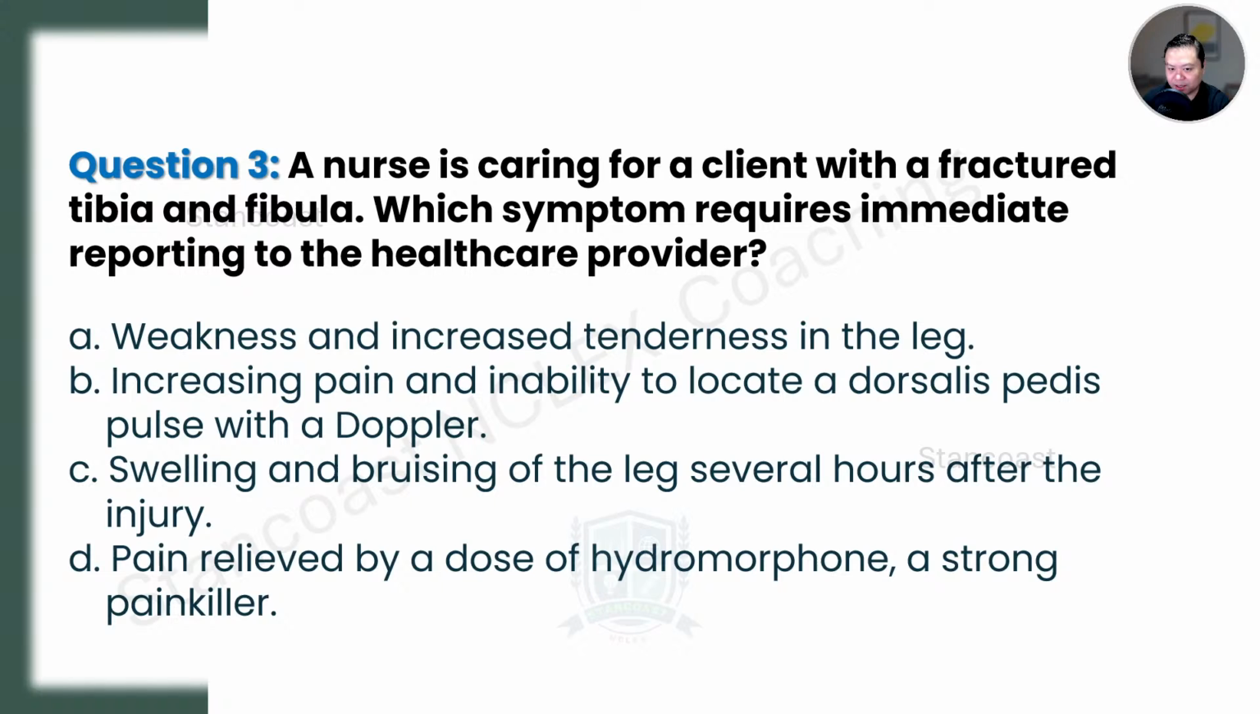So which of these options should you be selecting? Letter B this time. Increasing pain and inability to locate a dorsalis pedis pulse with a Doppler. This is a distal pulse. It simply means that if you're not able to locate that distal pulse, there is now an impairment in the vascular supply. Okay, blood flow is impaired. This is an emergency, and it can also impair the function, movement, circulation, and sensation.